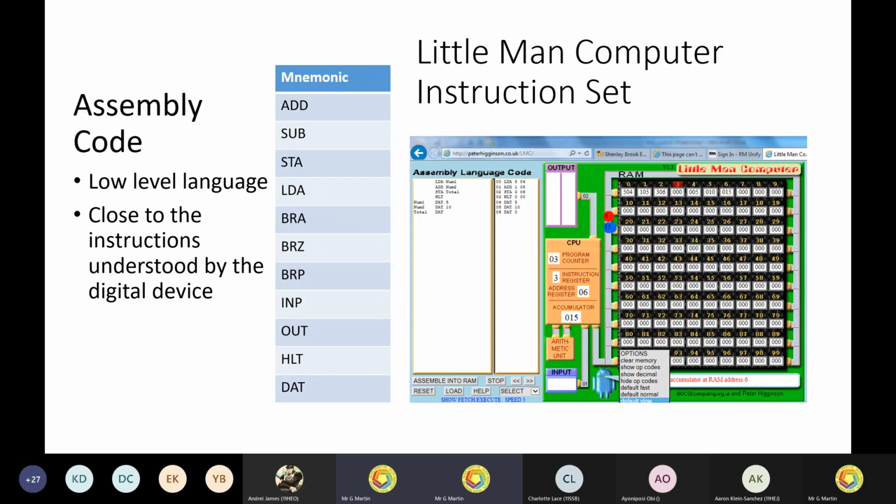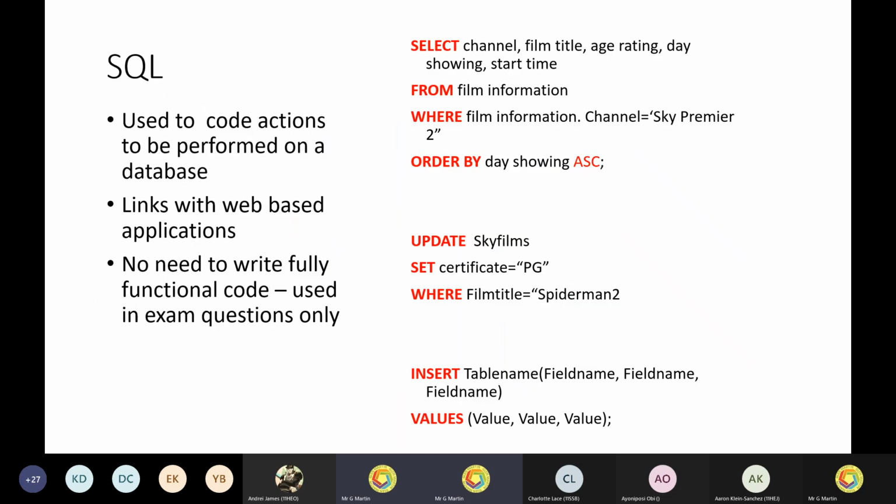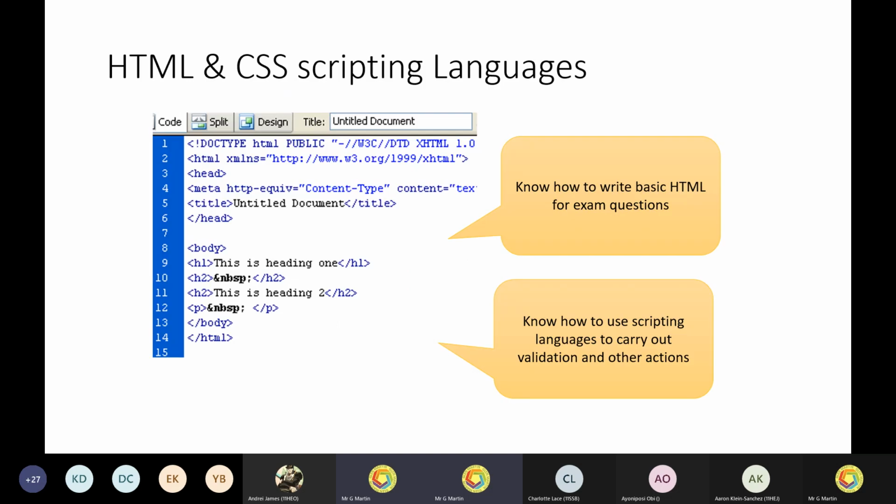But you will also learn the theory behind other programming. So assembly code, for example, which is a low-level language, and you will write simple programs and have to understand simple programs in assembly code, and the OCR exam board uses the Little Man computer instruction set. That's all taught by the computer specialists that you'll have teaching you. We'll also look at the theory and some example statements of structured query language. So SQL, looking at how to interrogate a database by using commands. So you have to understand that.